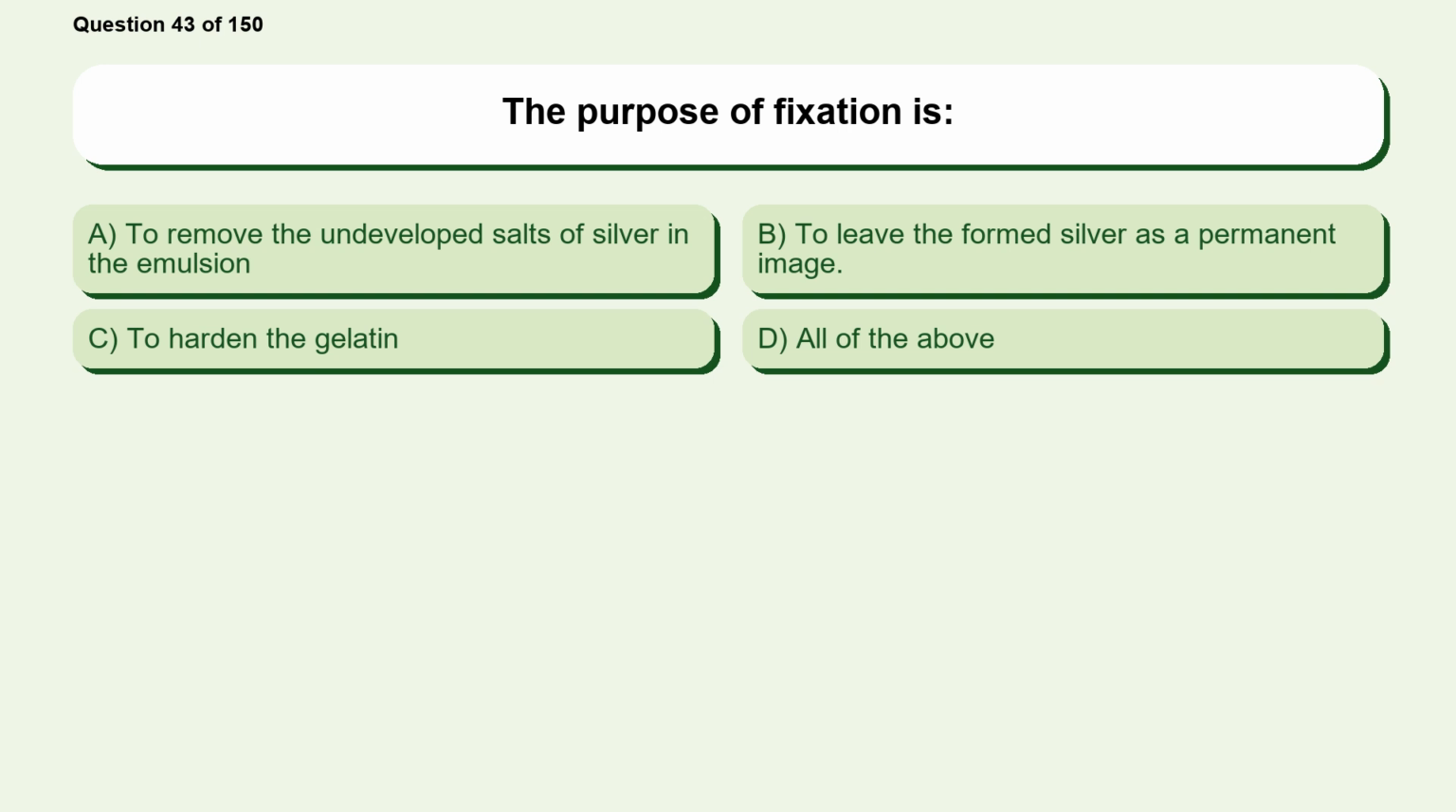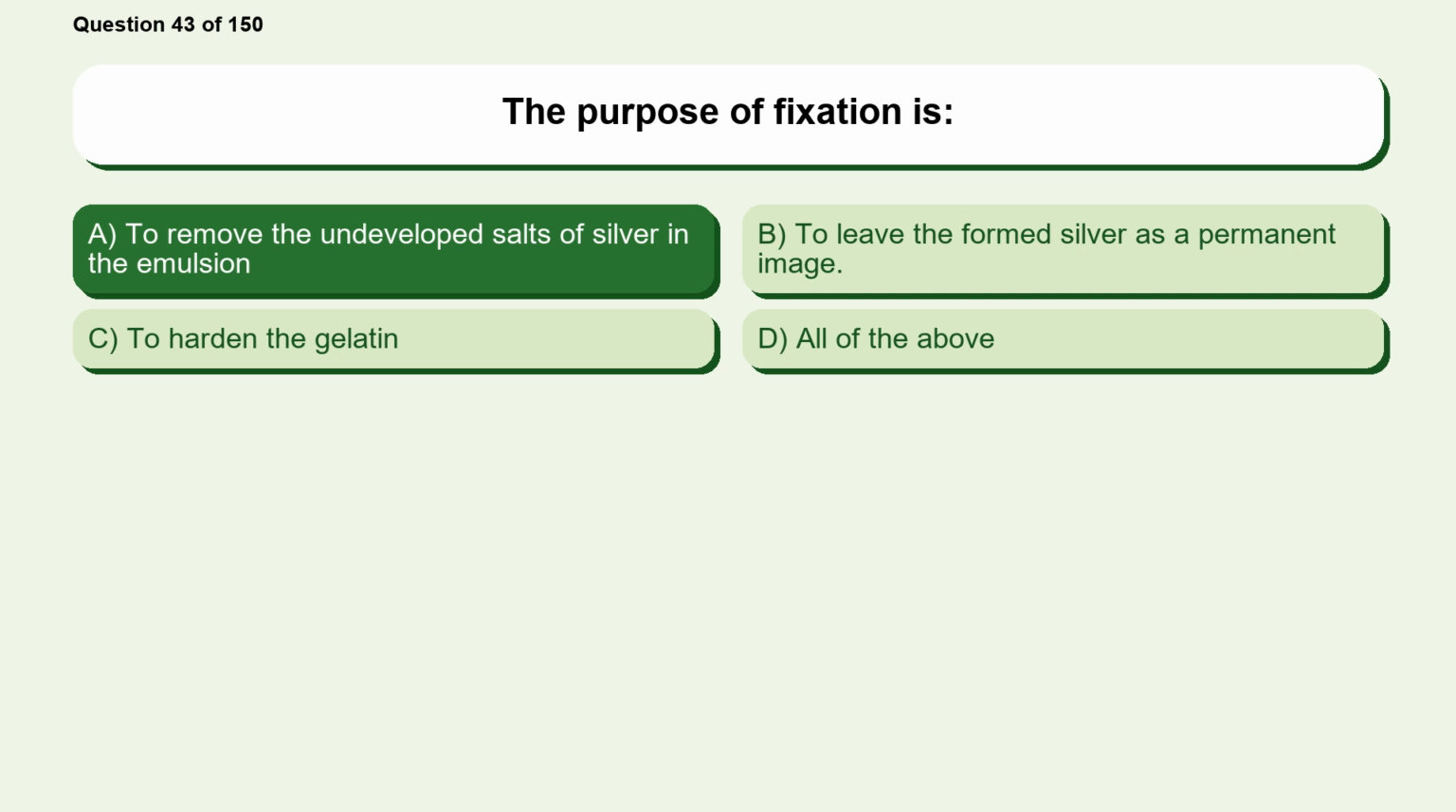Question 43. The purpose of fixation is: option A, to remove the undeveloped salts of silver in the emulsion. Option B, to leave the formed silver as a permanent image. Option C, to harden the gelatin. Option D, all of the above. The correct answer is option A, to remove the undeveloped salts of silver in the emulsion.